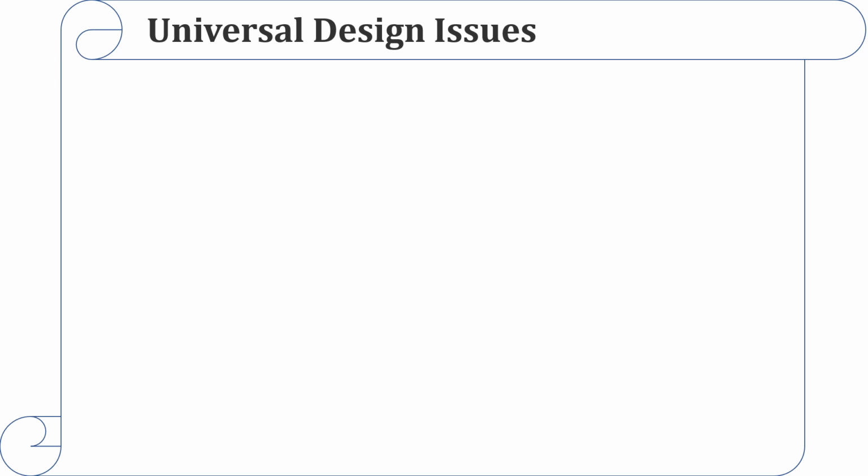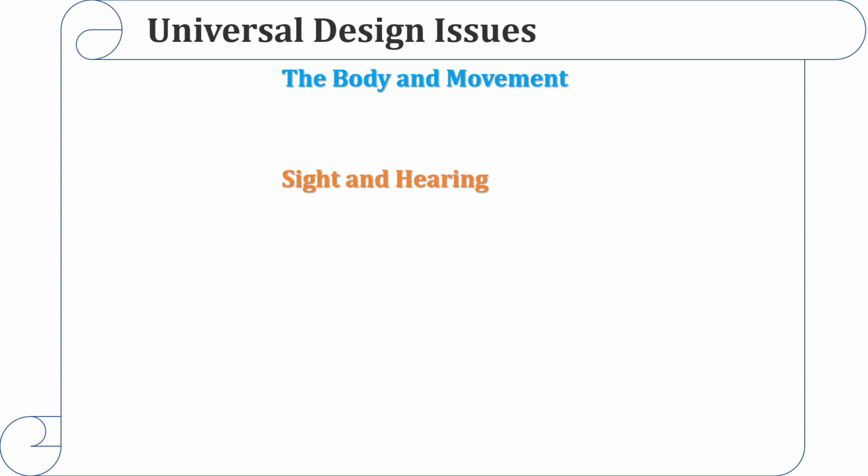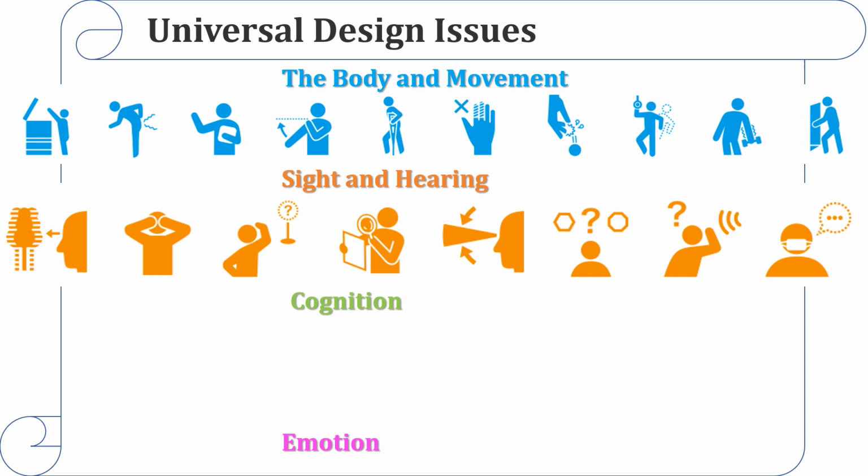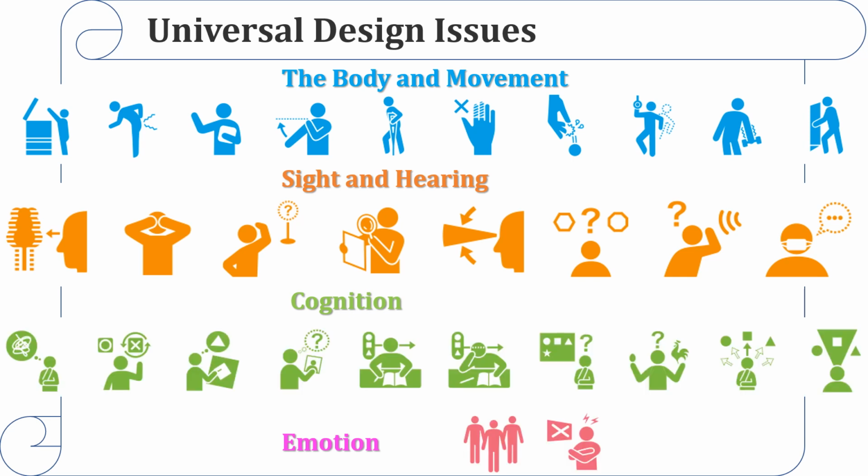Universal design issues, there are four types: the body and movement, the sight and hearing, cognition, emotions. These are the icons which represent each particular issue: cognition and emotions. Now we will discuss all these issues one by one. The body and the movement.